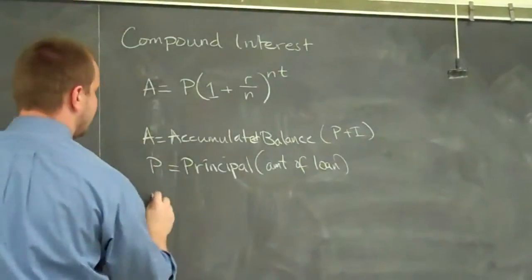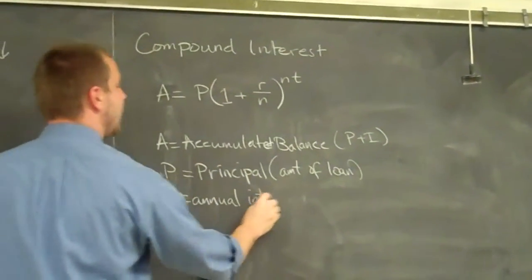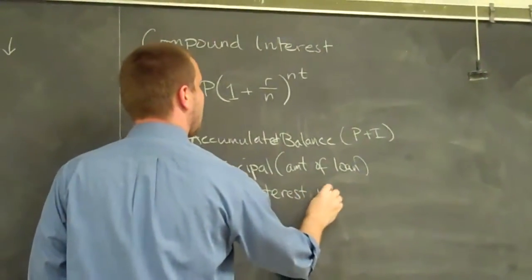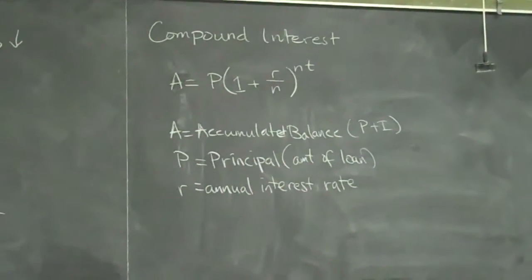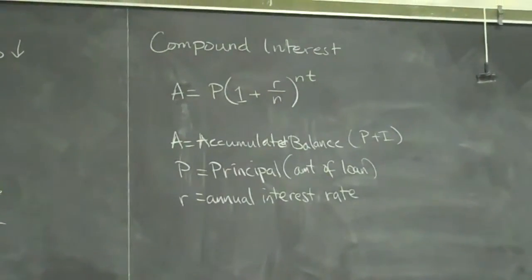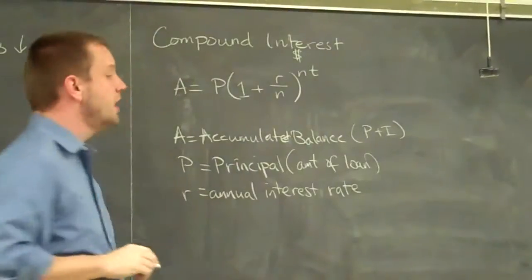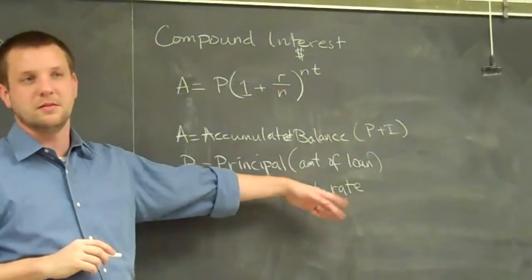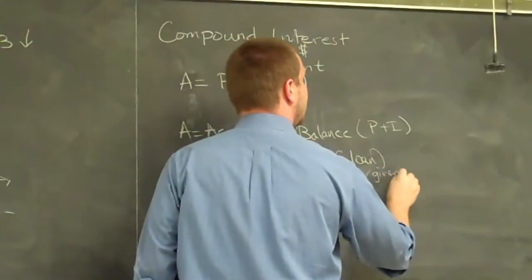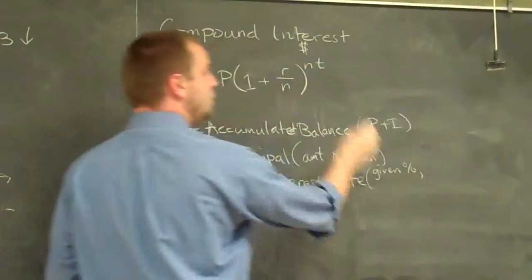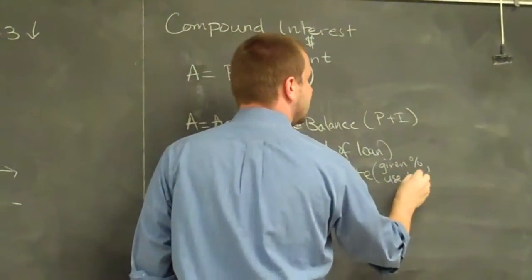The R in this case is our annual interest rate. Sometimes we have a tough time distinguishing the interest rate from the interest. The interest is a dollar amount. The interest rate is like a percent. It's usually given as a percent, but when we use it in the formula, we don't want to use the percent form. We want to use it as a decimal.